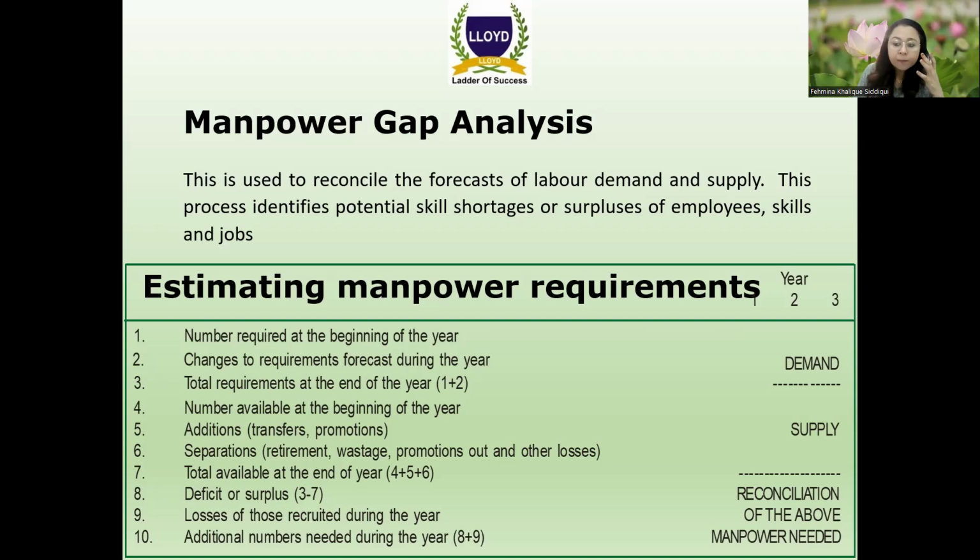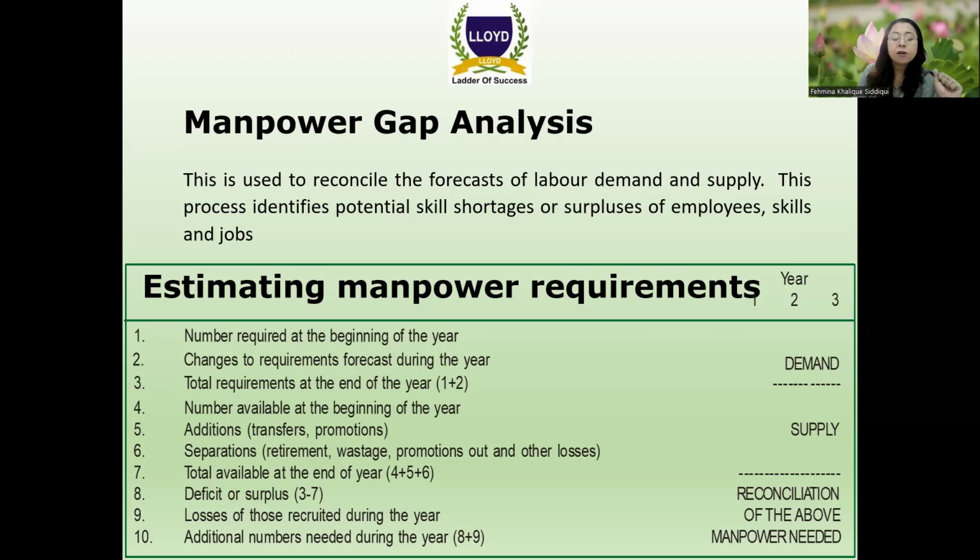So as you can see, a 3 years estimate is taken for one organization, where we will write down the demand for workers at the beginning of the year, changes to requirement forecast during the year in case there are any changes, then the total number of requirements for year 1 and year 2, then the number of resources already available through internal sources like transfers or promotions, which will form the supply side.